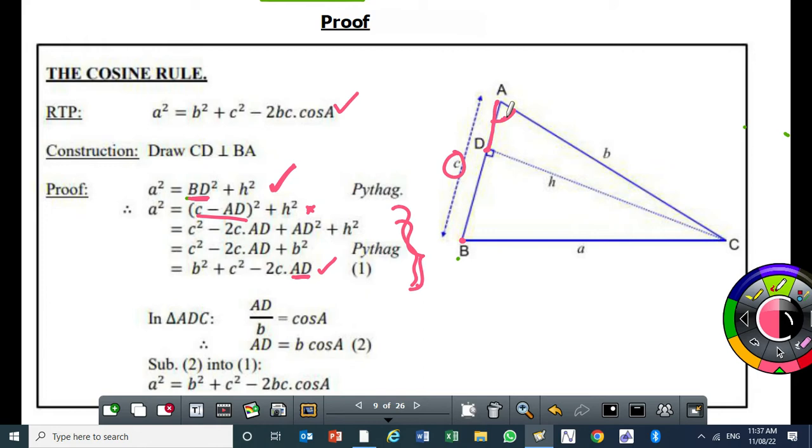So the cosine of an angle is equal to the adjacent side divided by the hypotenuse. And the hypotenuse is going to be b. So it's going to be cos A equals AD divided by b. That's from grade 10, by the way. So you've got that. Then you make AD the subject. You substitute that expression here, and the expression you put here is going to be b cos A.